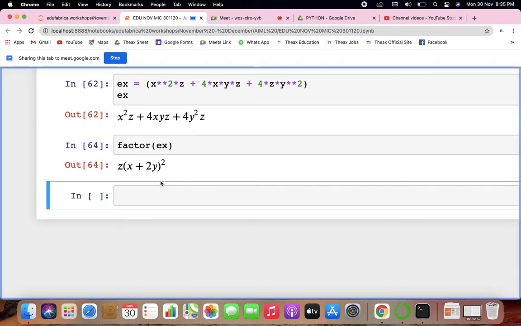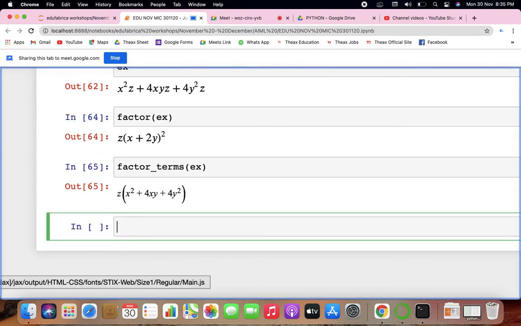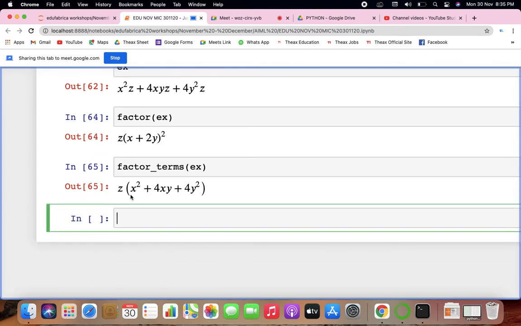Okay. And if we want to get the factor terms, you can even get those things. Z and then x square plus 4xy plus 4y square, and then it is giving you the factor. Okay, and if you want even the factor list, you can go with that too.